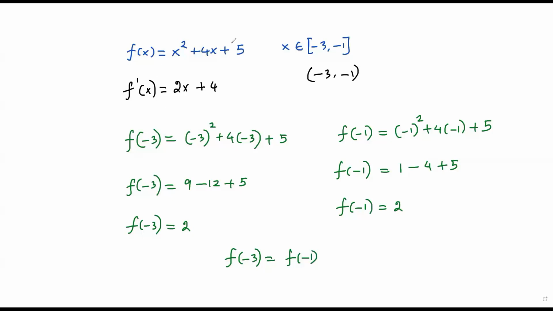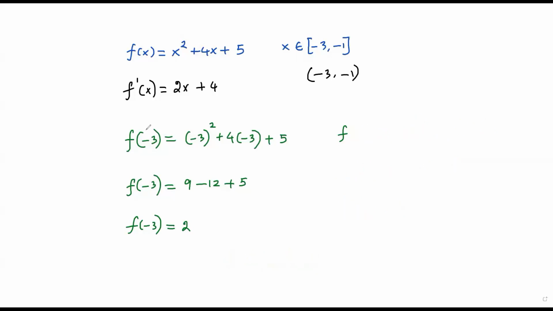So the given function f of x equals x squared plus 4x plus 5 meets all three conditions of Rolle's theorem. Since the given function meets all three conditions of Rolle's theorem, we will be able to get a value of x between negative 3 and negative 1 at which the tangent line to this curve will be horizontal. Okay, let's do that.